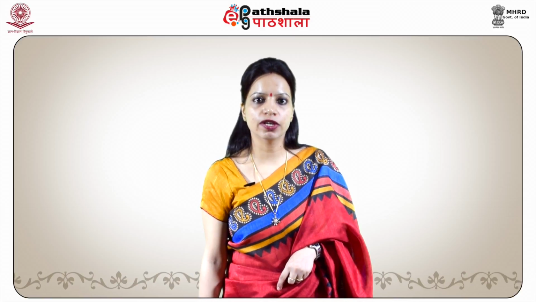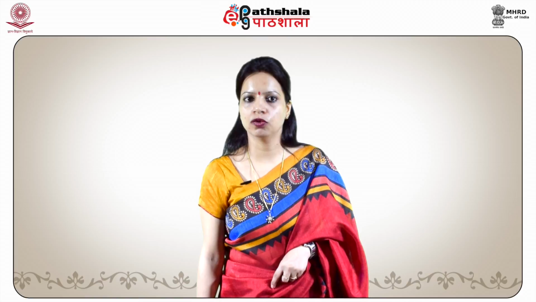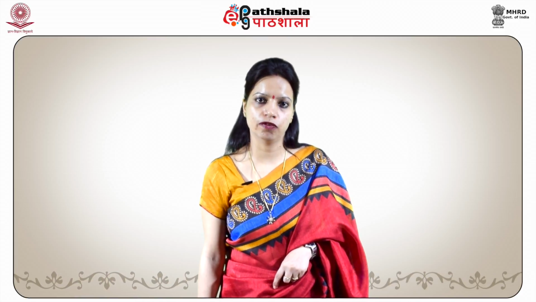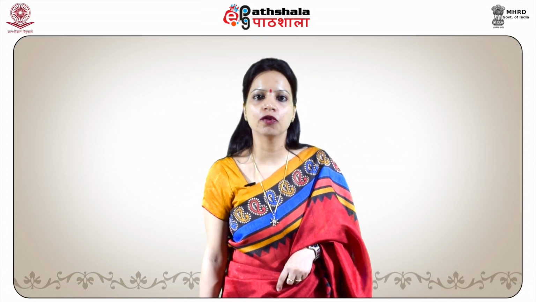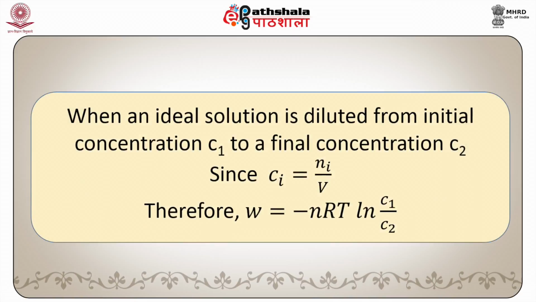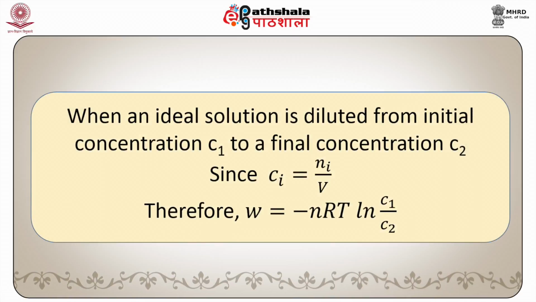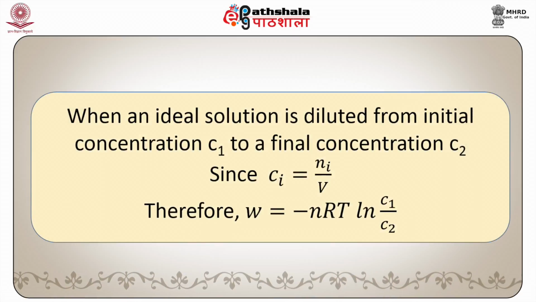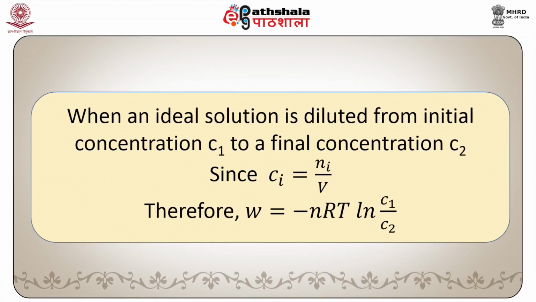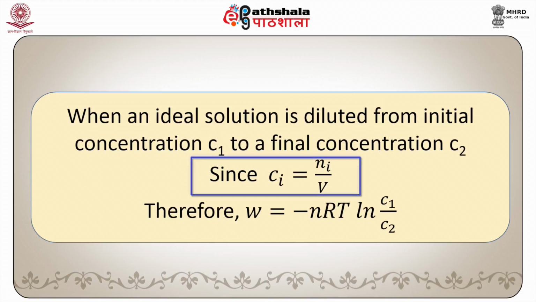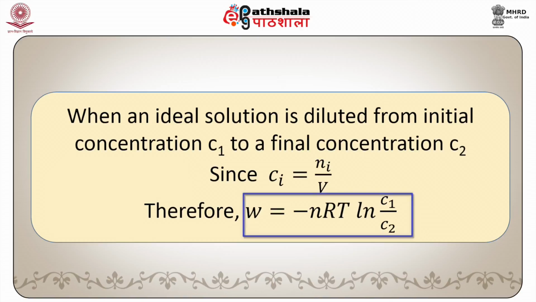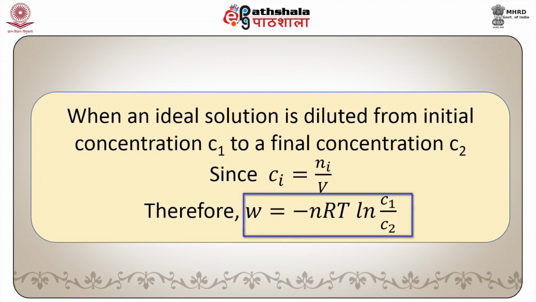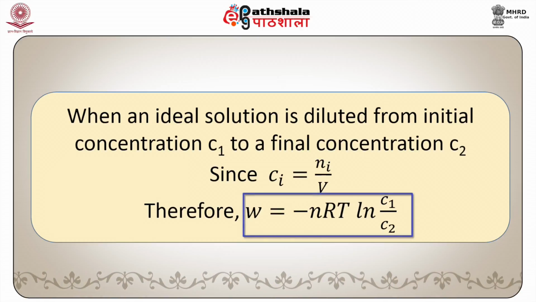The expansion of a given amount of n moles of gas results in a decrease in the moles per unit volume. The equation can be modified to represent the work done when an ideal solution is diluted from initial concentration C1 to final concentration C2. Since C is n by V, therefore W is minus nRT ln C1 by C2.